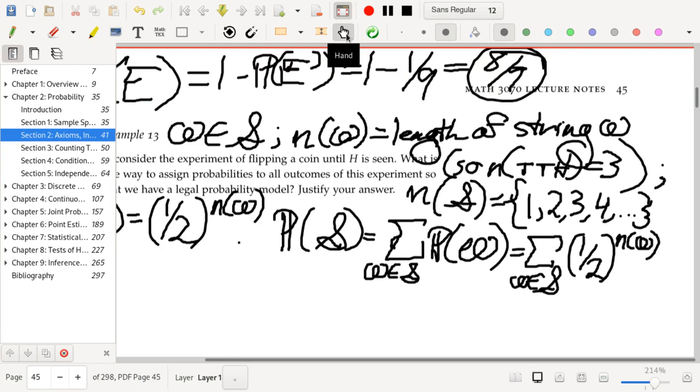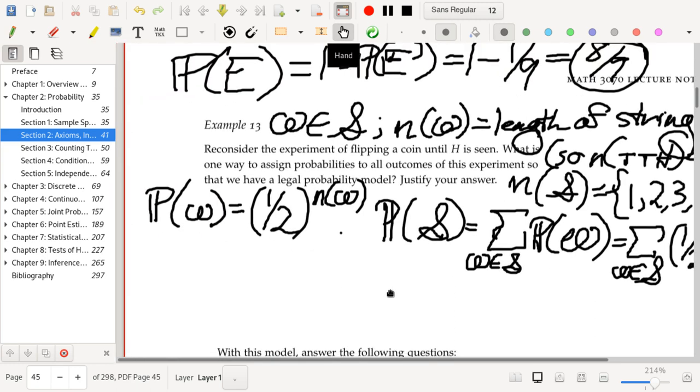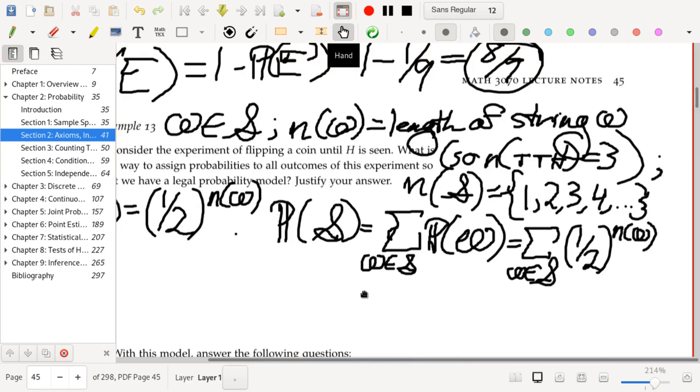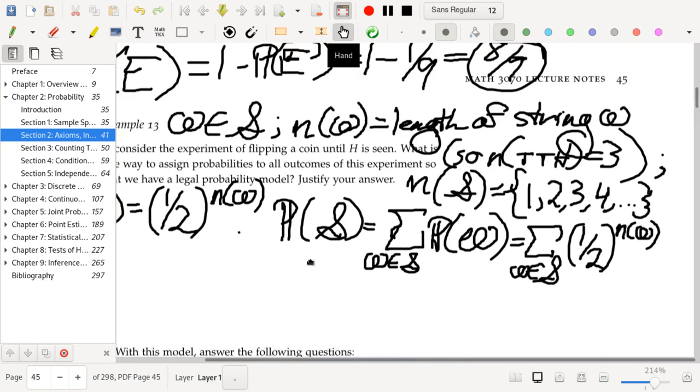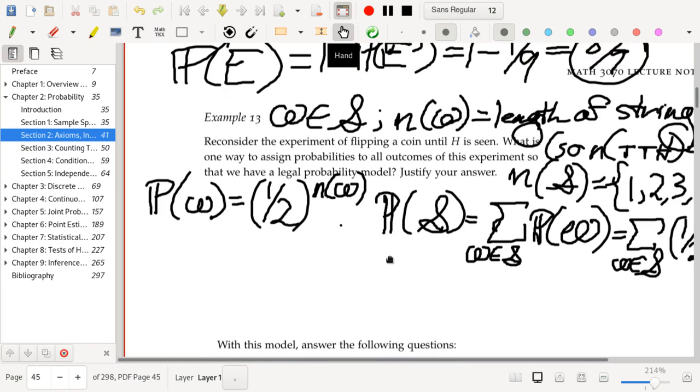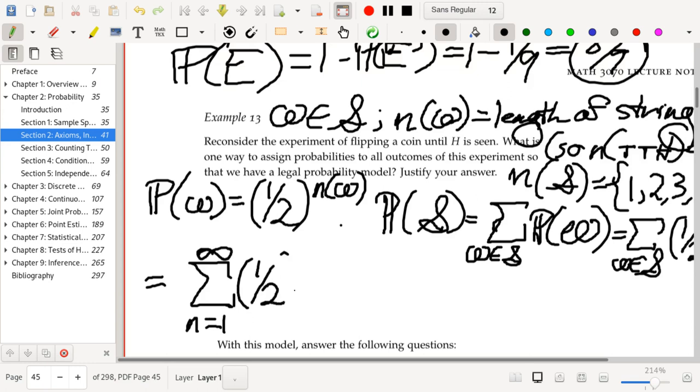I can simplify what I'm writing down here a little bit by basically writing down what the image of n is over the set S. So I can now write equivalently that this is going to be the sum when n equals 1 to infinity of 1/2 to the power n.